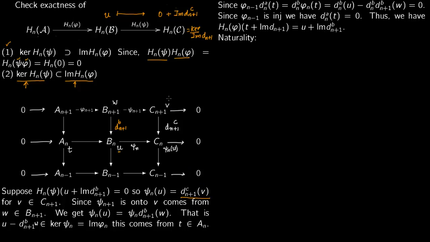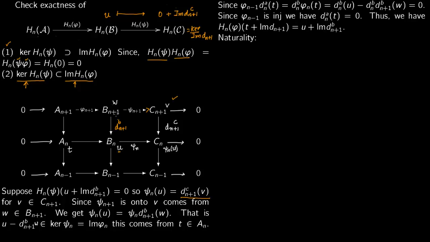So this u comes from some v right here. Now this phi n plus 1 is an onto map. So this is a surjective map because we have this short exact sequence from 0 to a n plus 1 to b n plus 1 to c n plus 1 to 0. So this v lifts up to w right here. So v comes from some w in b n plus 1.